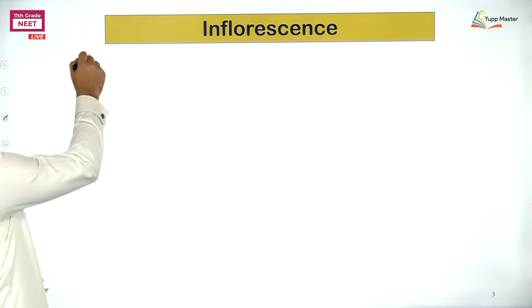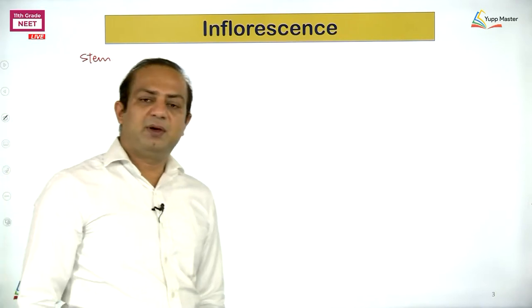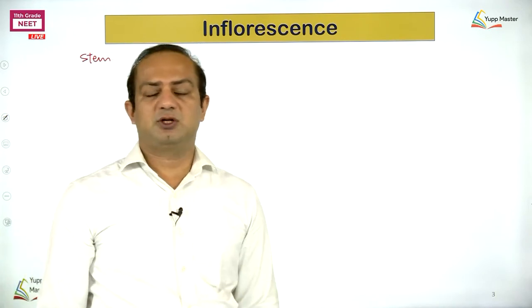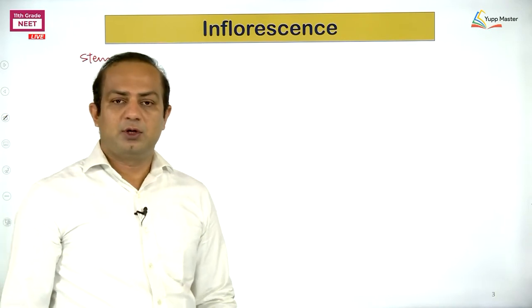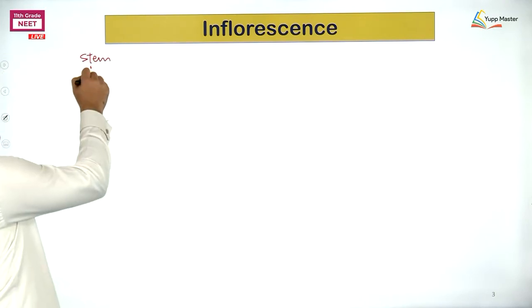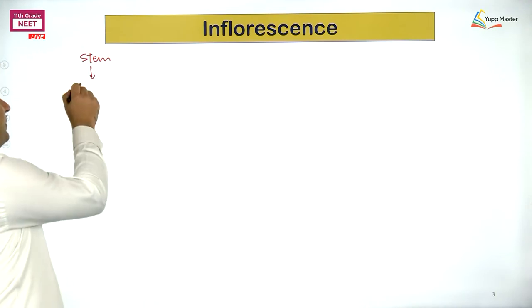If anything is stem, remember. Why am I saying stem? Because a flower is considered a modified shoot, and that is performing sexual reproduction. So if it is a shoot, meaning it is a stem, remember, being a stem, the structure which is present on the stem is the bud.